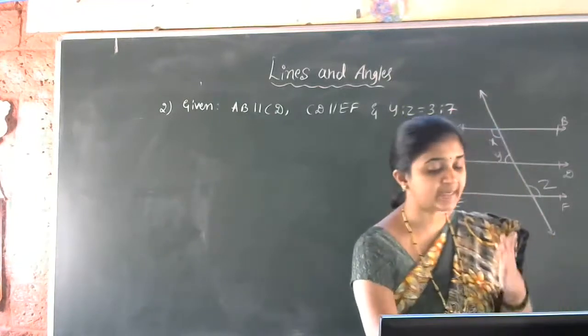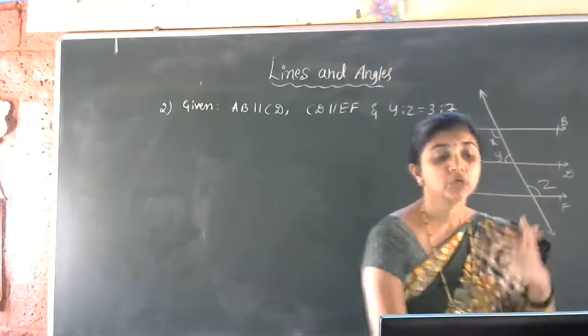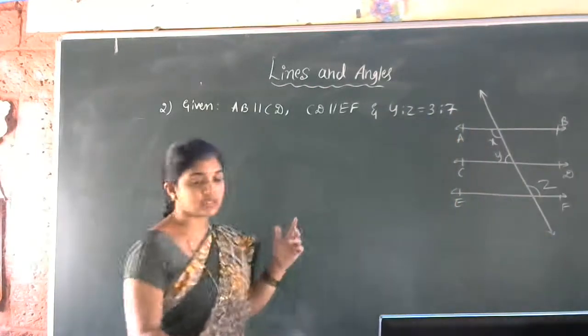Y is to Z ratio is given, that is 3 is to 7. One more condition is given. One second, students.